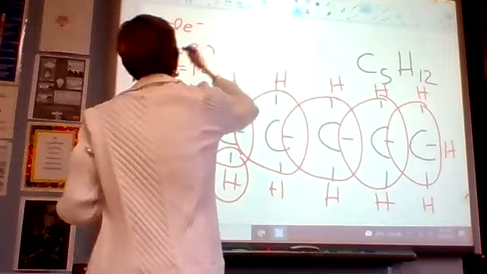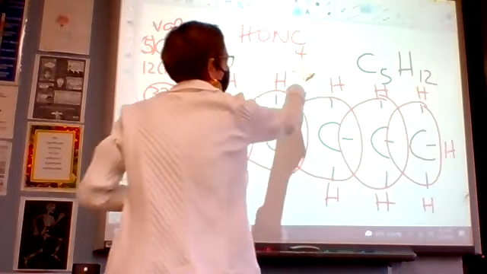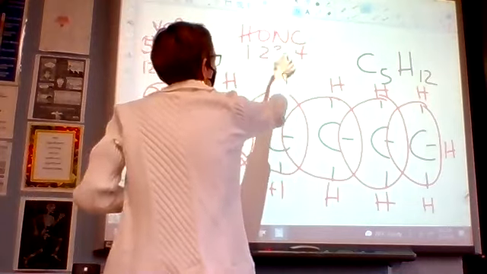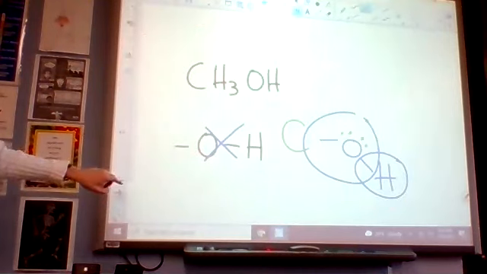So remember, you're counting your valence electrons. You're using the HONC rule to check that carbon has 4 bonds, hydrogen has 1. We don't have any oxygen and nitrogen this time, so we don't have to worry about that. And then we check that everything has a full shell. So those are the 3 steps. All right, so things to remember.